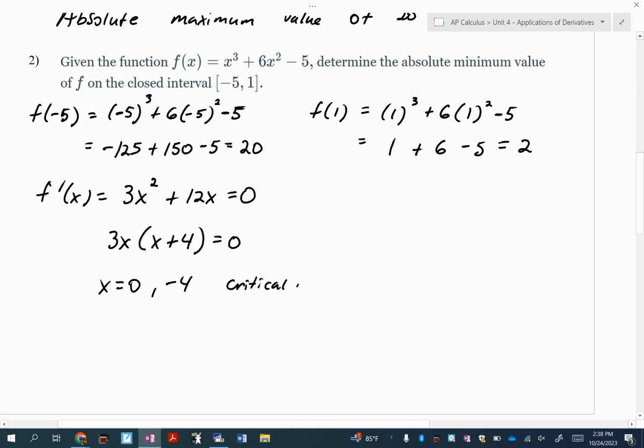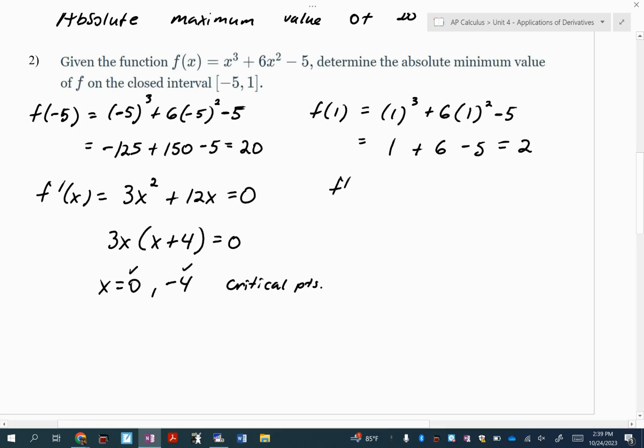Now, before you start plugging those in, you have to ask yourself, are they in the interval? It's a critical step to make sure you check first, are they in my interval? Is 0 in between -5 and 1? Yes. Is -4 in between -5 and 1? Yes. So both of these I will be plugging in.